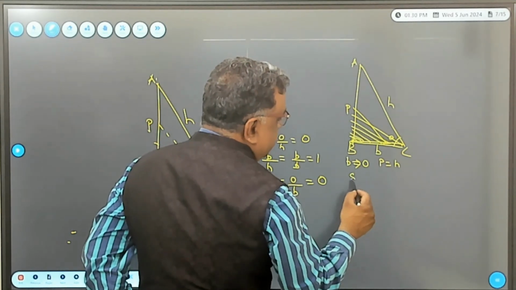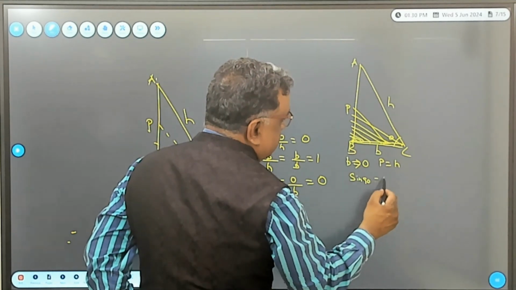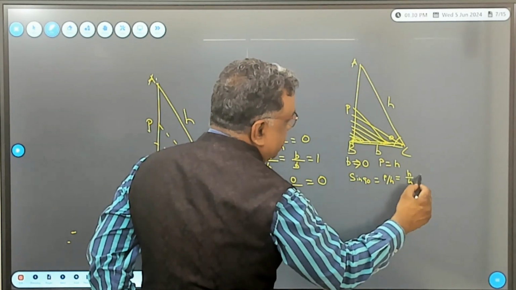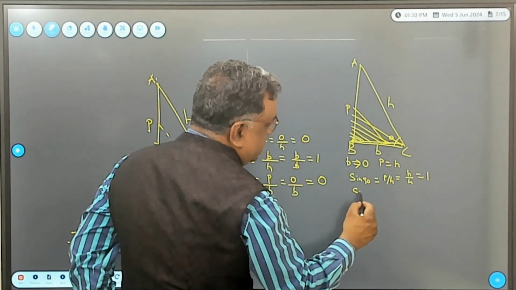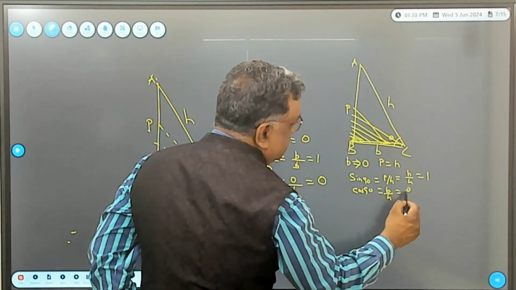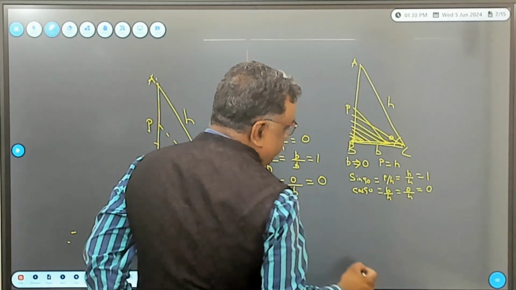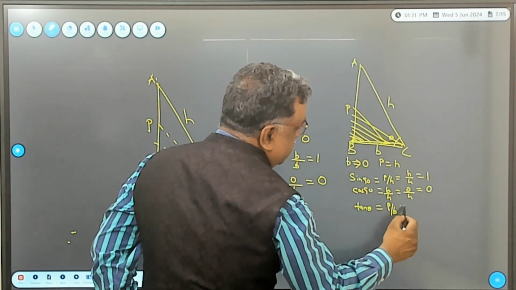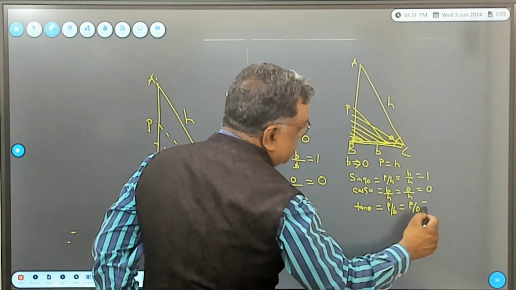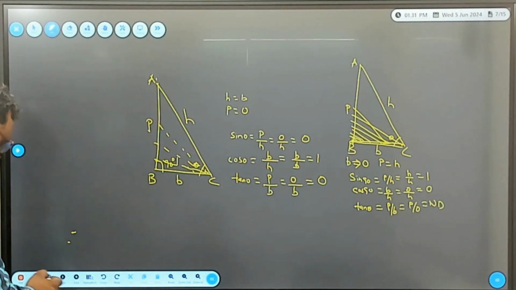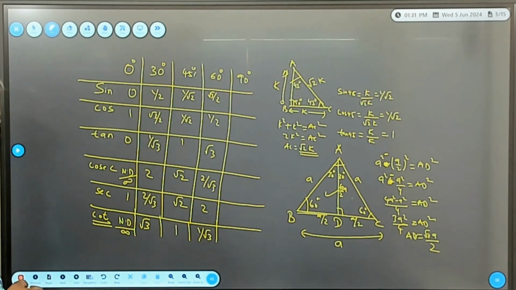So P will become equal to H. So in that case sine 90 is P upon H, but P is equal to H, so sine 90 becomes 1. Cos 90 is B upon H, but B is tending to 0, so it will become 0. Tan 90 is P upon B, so that is P upon 0, which is not defined. That's why tan 90 is not defined. Understood? So now we could find the trigonometric ratios of 90 also.